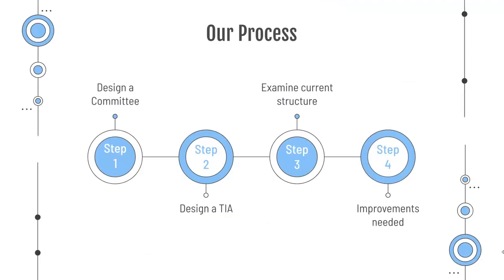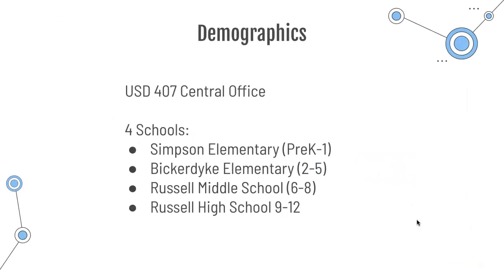So today our process is we're going to design a committee. That's step one. Then we're going to design a technology infrastructure audit. Then we're going to examine my current structure within my district of Russell County. Then we're going to examine the improvements that might need to be made based on the research that I have found. So just a little bit of background about my school district.